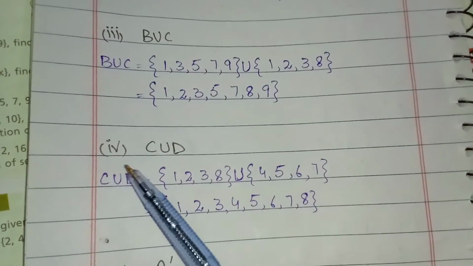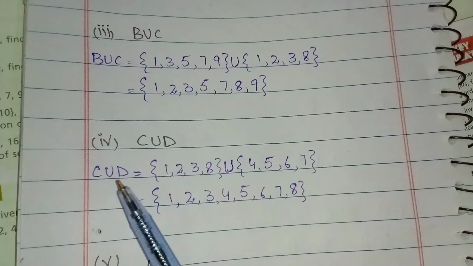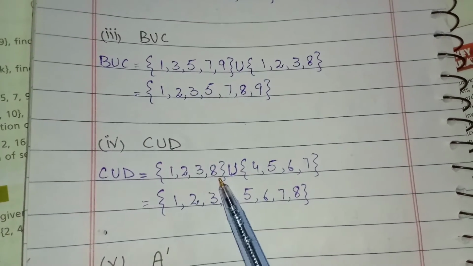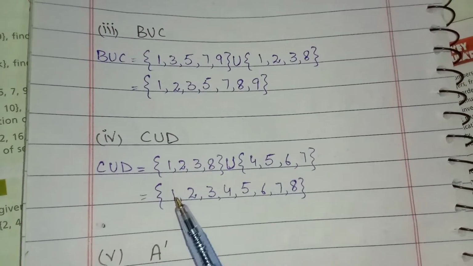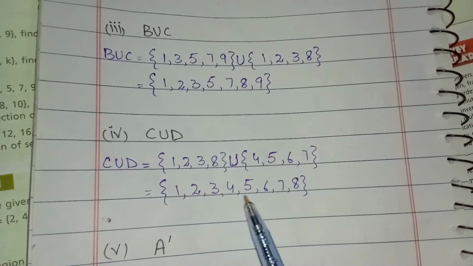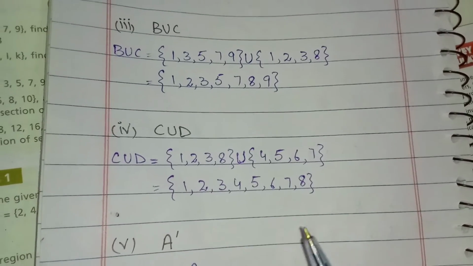Now we have to find part number 4, C union D. In the same way, C is 1, 2, 3, 8 and D is the set 4, 5, 6, 7. So we have to write all the elements: 1, 2, 3, 4, 5, 6, 7, 8.